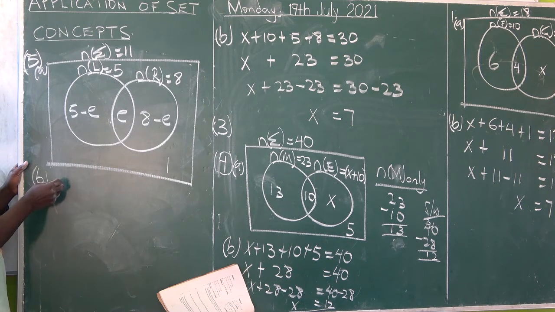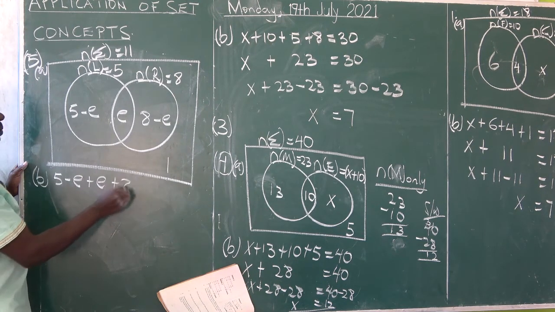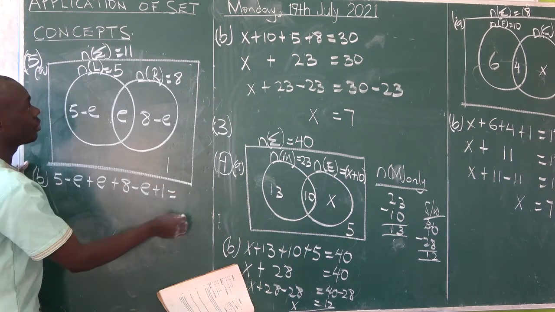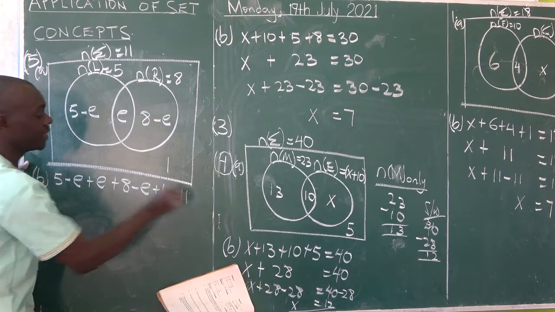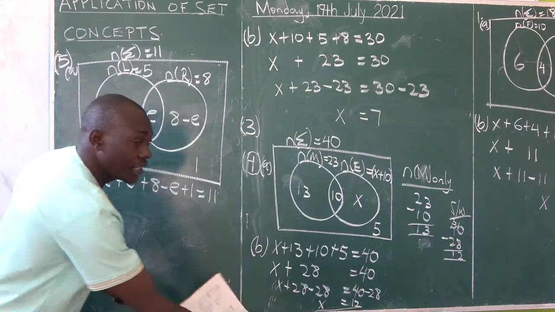William seems not to be present. I say find the value of e. 5 minus e plus e plus 8 minus e plus 1 equals 11. You are totally present. Okay. So you get the 11, and now that is done. William, we are doing it together.